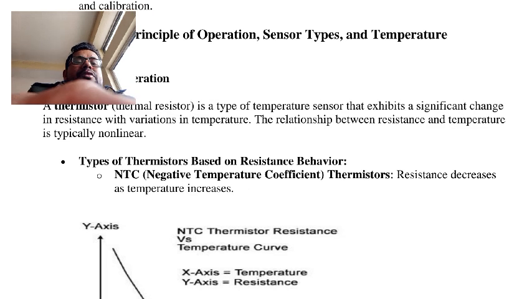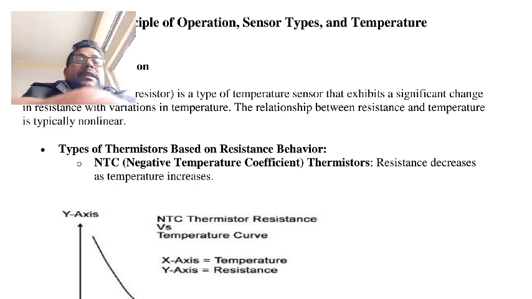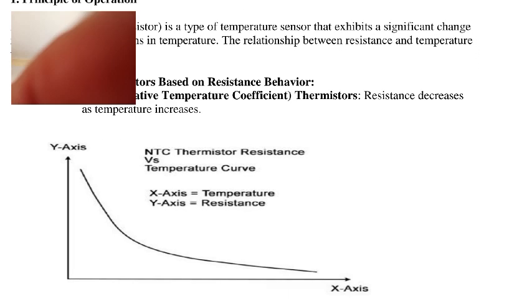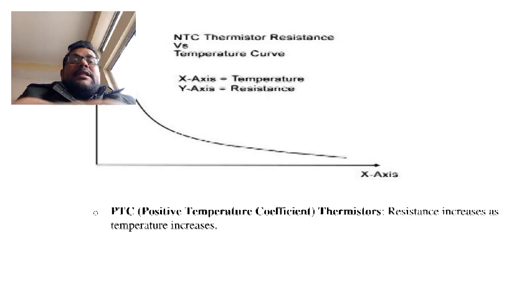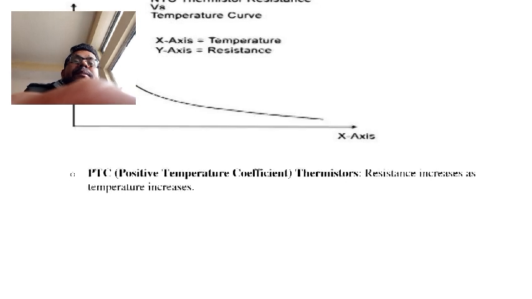Types of thermistor based on the resistance behavior: NTC, negative temperature coefficient resistor, where resistance decreases with an increase in temperature. We have seen the graph. Next we will discuss the PTC, positive temperature coefficient, where resistance increases with an increase in temperature.